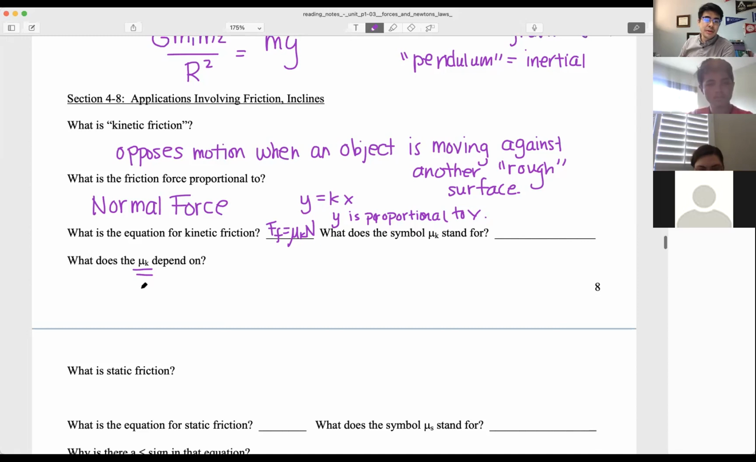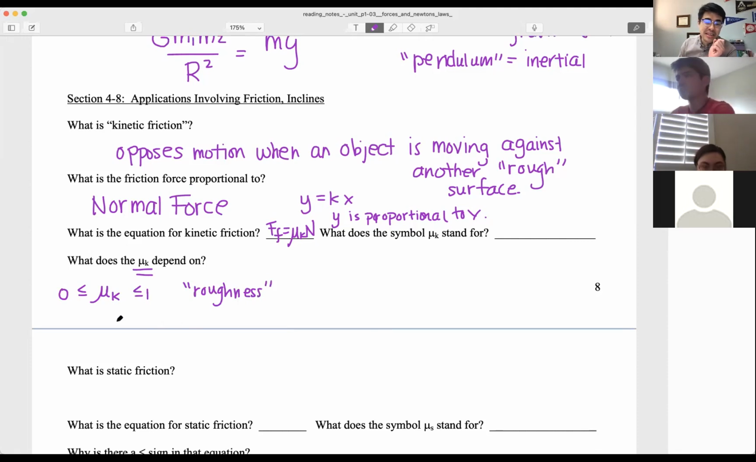What are the numbers that mu k can be between? 0 and 1, right? And so it's going to depend on how rough the surface is, right? But obviously that's not going to be sufficient for the physics test, right?